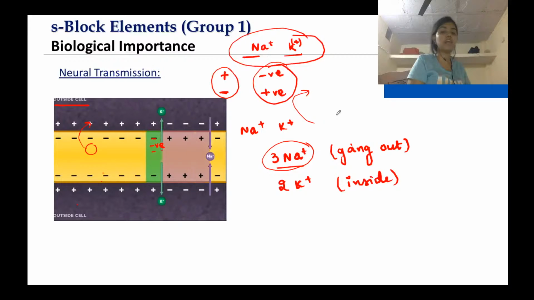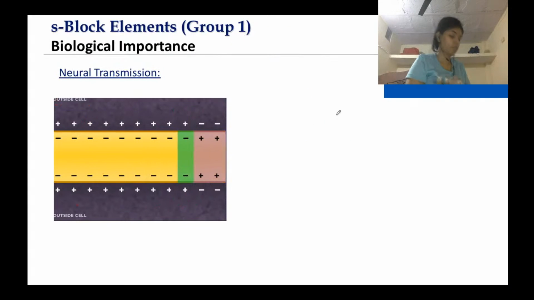Is the working clear, or shall I explain it once again? See, what happens here is, you just need to have an idea of this. I'll explain it once again. Let us say that you are having a neuron cell here, right? Somewhat like this.